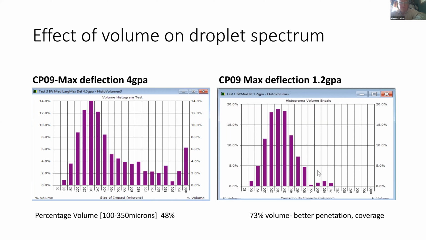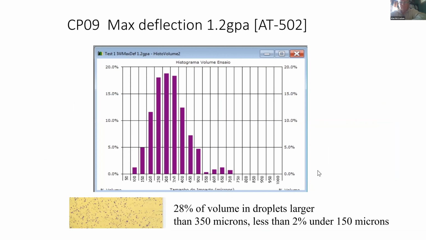We can see on the left, the very small droplets, 0.5%, even take 150 micron droplets, we're around 5% total. It's still only about 5.1, maybe 6 with the lower volume, but we have more product on the target. And remember, if it's not on the target, where did it go? Here's a more detailed one. 28% of the volume in droplets larger than 350 microns, and less than 2% under 150.